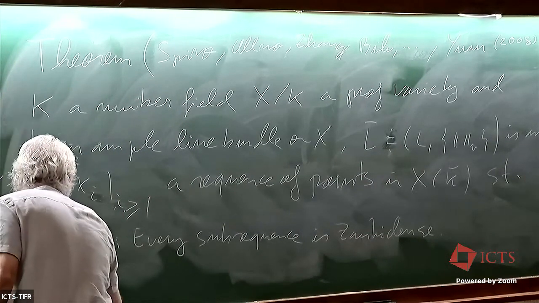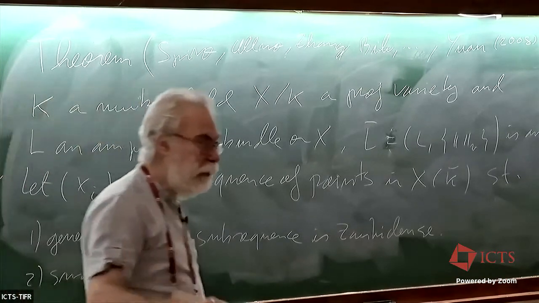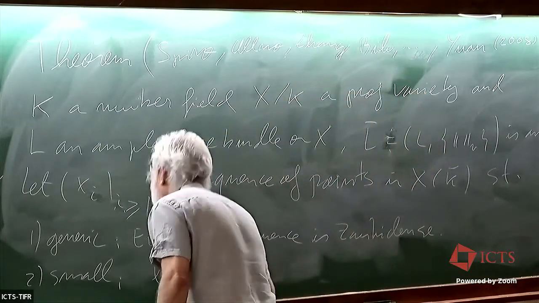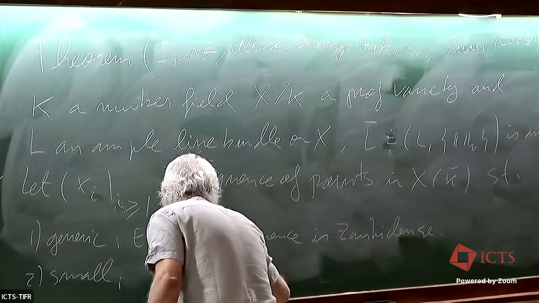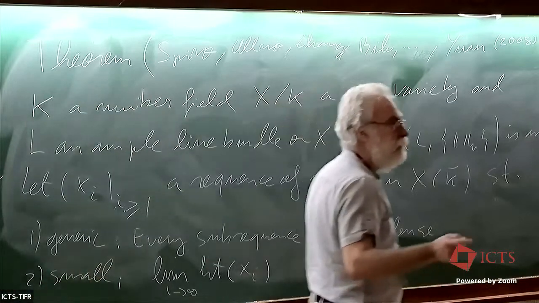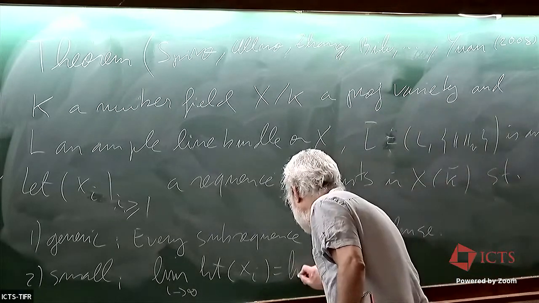So I want my sequence to really see what happens in the whole of X. And the second property is that it is small. Small means that the limit of the heights of the points has to be as small as possible. So I want the limit when i goes to infinity of the height of the point x_i to be the minimal possible. What is the minimal possible value? Well, since my sequence is generic, at most it can go to the essential minimum. And the essential minimum, we know that it is bounded below by the height of the variety. So I will ask that this limit is the height of X.